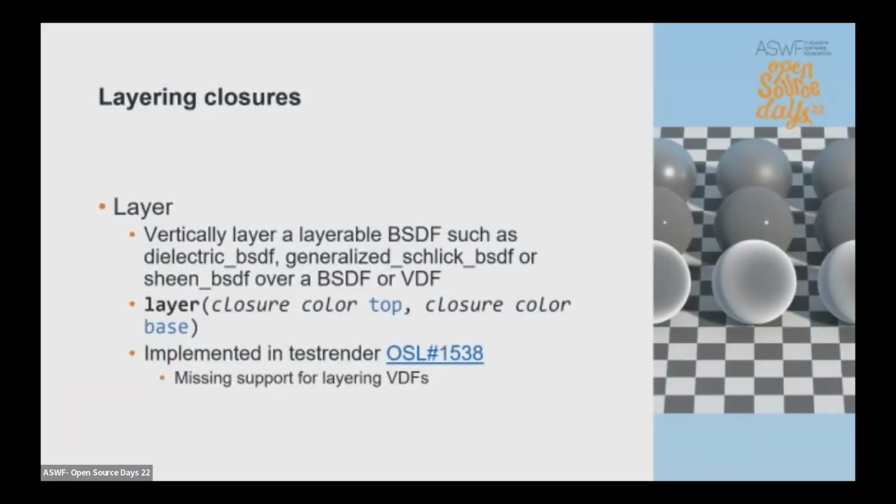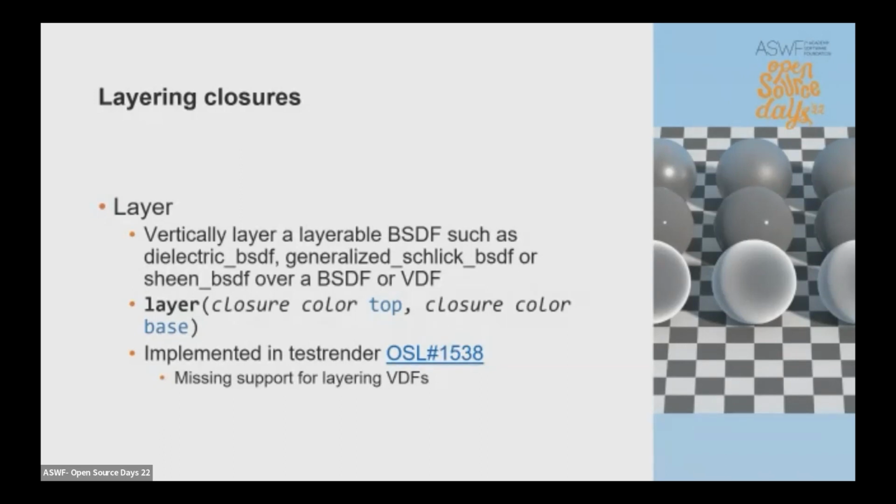This is a very interesting closure. So I told you, closures can represent BSDFs, BSSRDFs, emission, and phase function. But really, those are arbitrary objects. You can have a closure to write to AOV. You can have a closure to do printfs in the render. Those are really arbitrary objects that you pass on to the renderer, and the renderer can do whatever it wants with it.